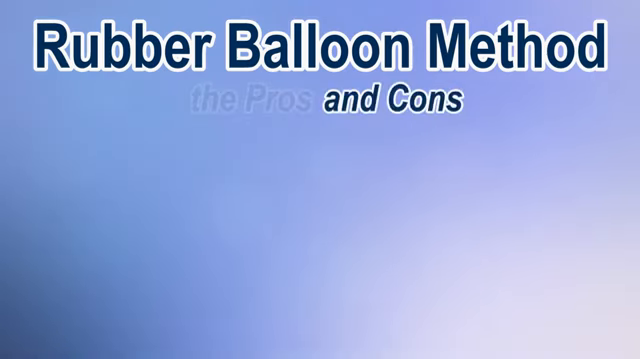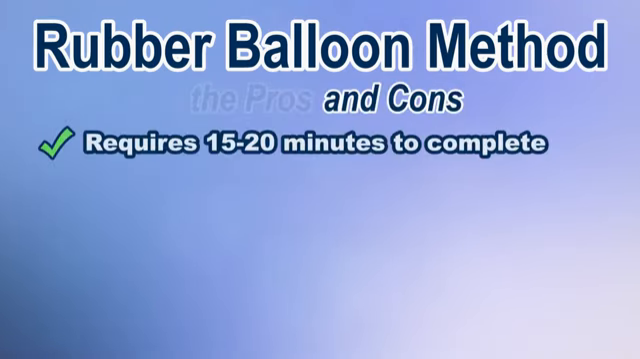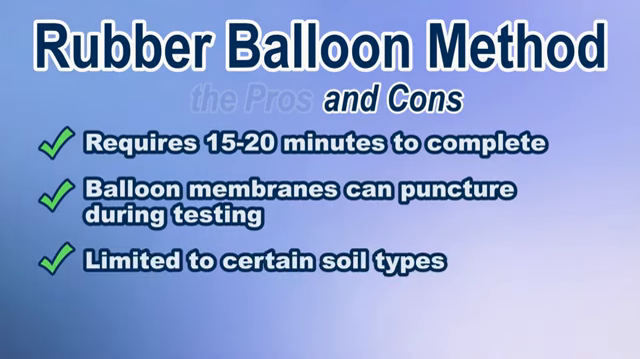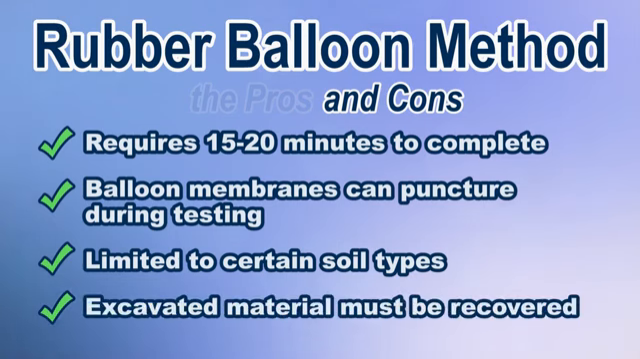The cons are that the rubber balloon test method requires 15 to 20 minutes to complete. Balloon membranes can puncture during testing of soils with appreciable amounts of rock or coarse material. It is generally limited to soils in an unsaturated condition and is not recommended for soils that are soft or that deform easily. And all excavated material must be carefully recovered for accurate testing.